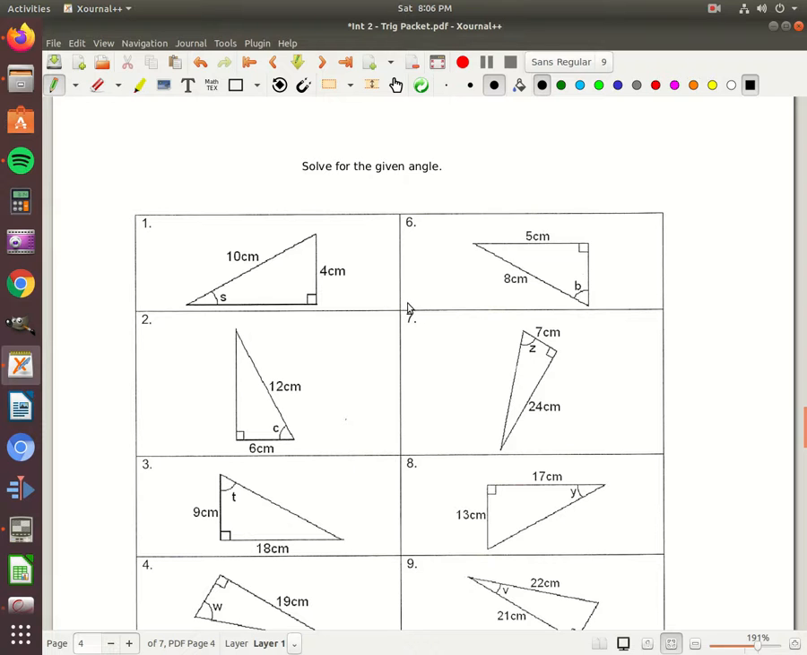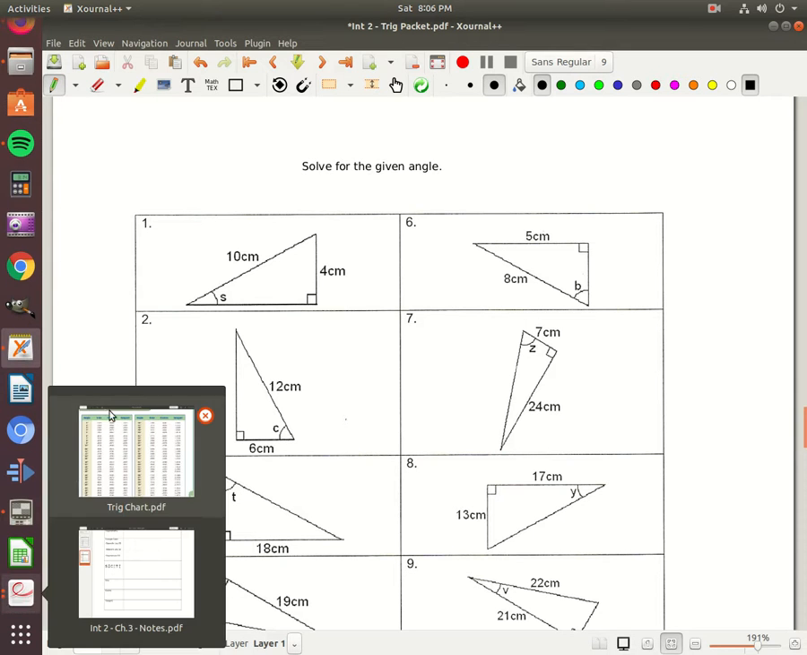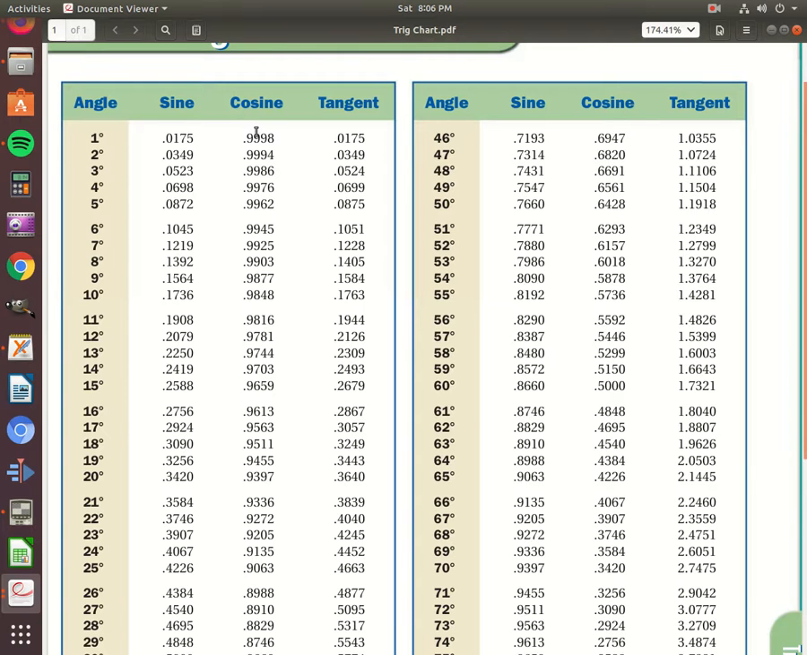Packet page 5. Oh boy, I can barely speak. Now we're looking for the angle. And again, that shouldn't be too big a surprise for us, because when we look at these charts, you can see that if you know the ratio, it will tell you the angle.